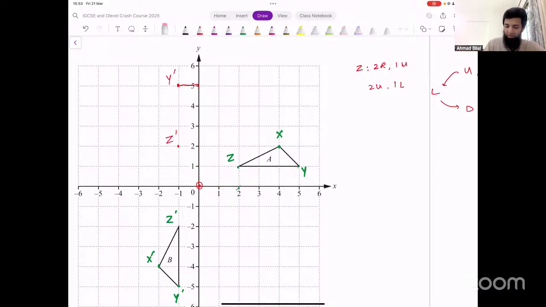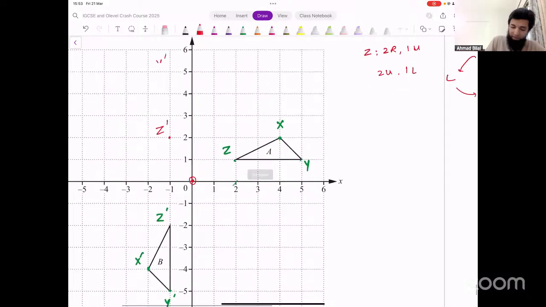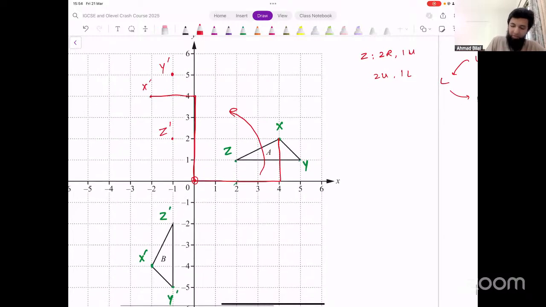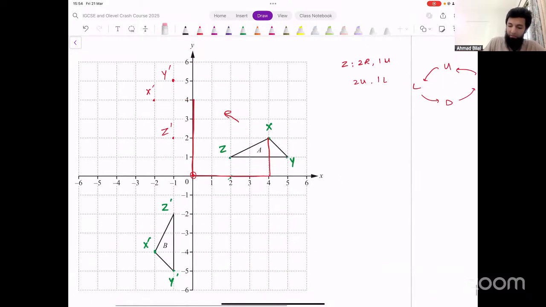Okay. Then you've got X. X is 1, 2, 3, 4, 4 right, and then 2 up. Rotate this red thing 90 degrees anti-clockwise, becomes 4 up and 2 left. And that gives you this point X prime. And that is going to give you that transformed triangle now.